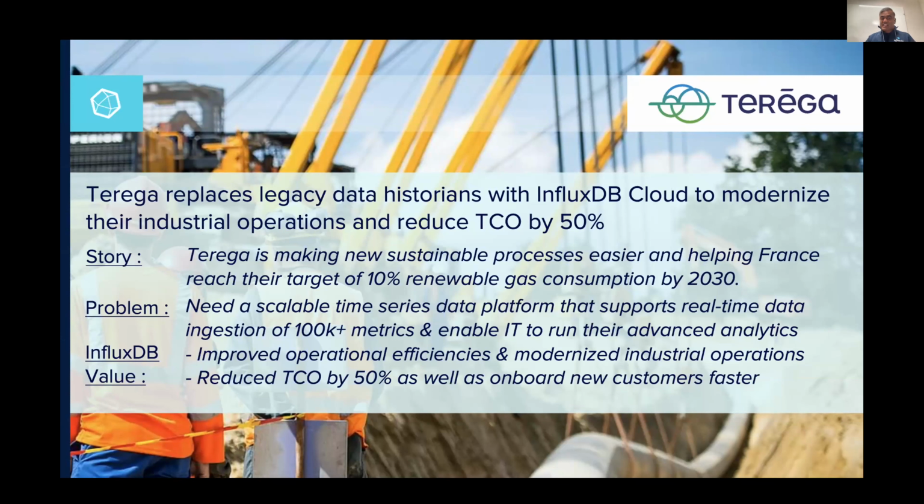So they did an extensive evaluation of InfluxDB, and they chose InfluxDB because we are really fast. We can scale very well. We separated out compute and storage. So they're really seeing a lot of storage: they are storing more than 10x what they used to store with the other data historians. They were also able to reduce their TCO, total cost of ownership, by 50%. So this is one big advantage.